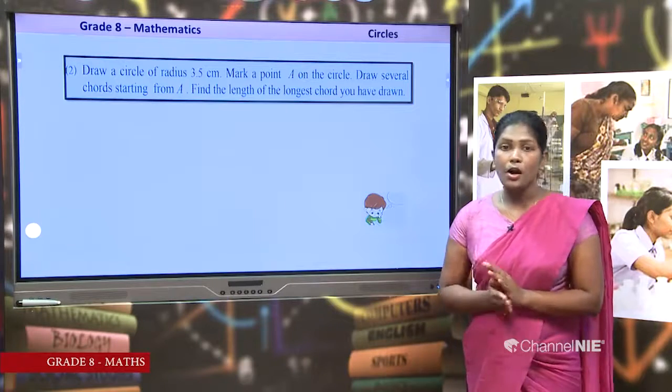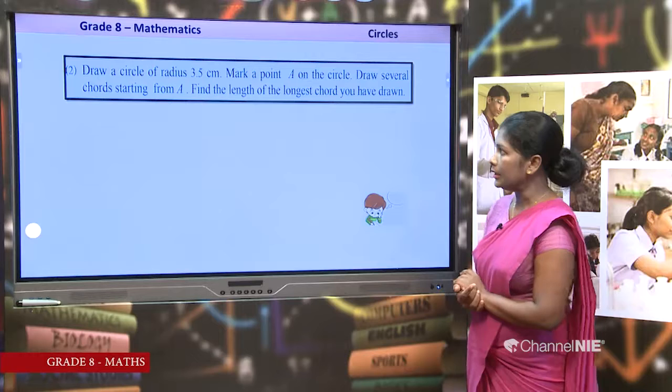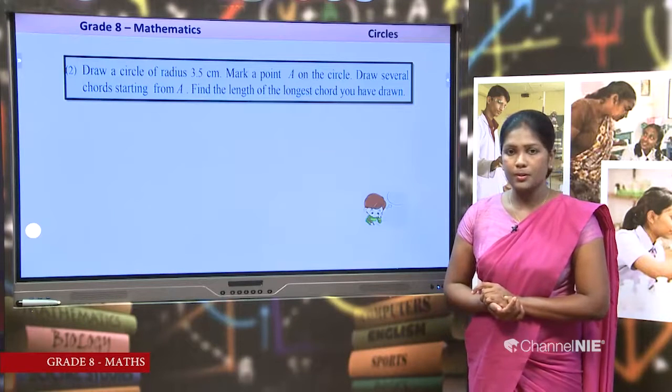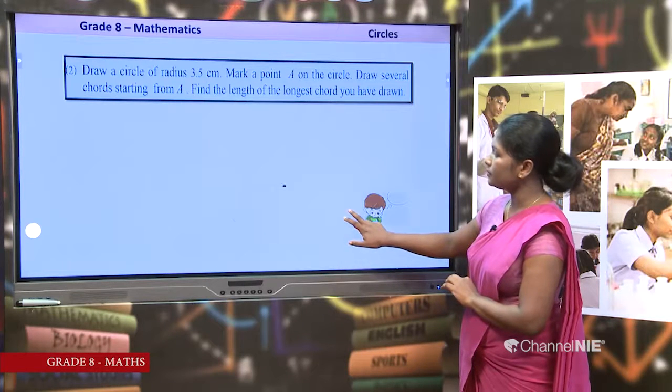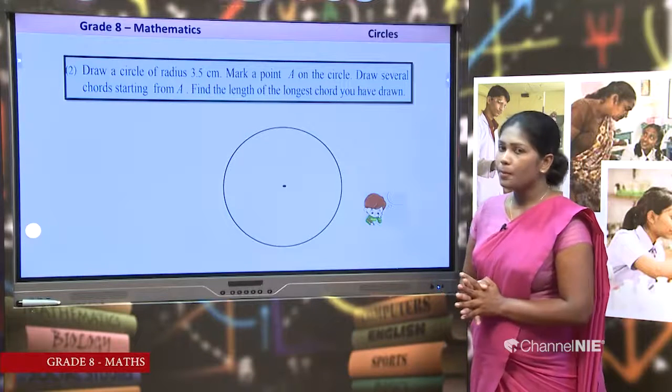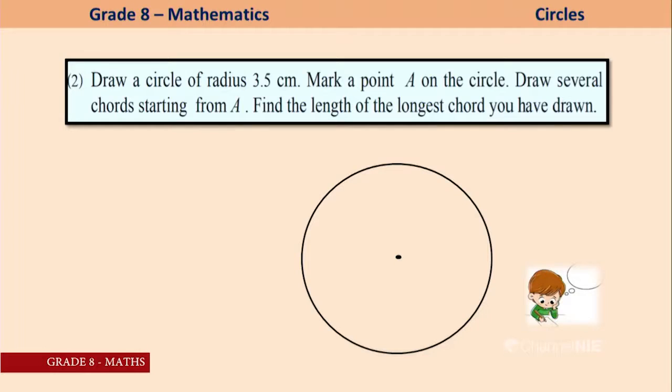Now, first you have to draw a circle. In here, the radius is equal to 3.5 centimeters. Then take the compass and draw a circle. Then mark a point A on the circle. On the circle, you have to mark A. Draw several chords starting from A. Now, we can draw several chords like this. There are 5 chords in here. Find the length of the longest chord.